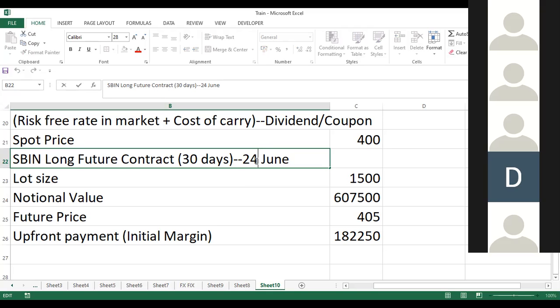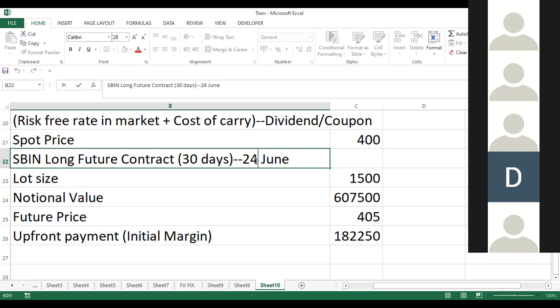Otherwise, if you take a position on an index like Nifty or Bank Nifty, both can have weekly expiry. So weekly, every Thursday of the week it expires, and you can also go for monthly expiry, according to your ease and convenience.